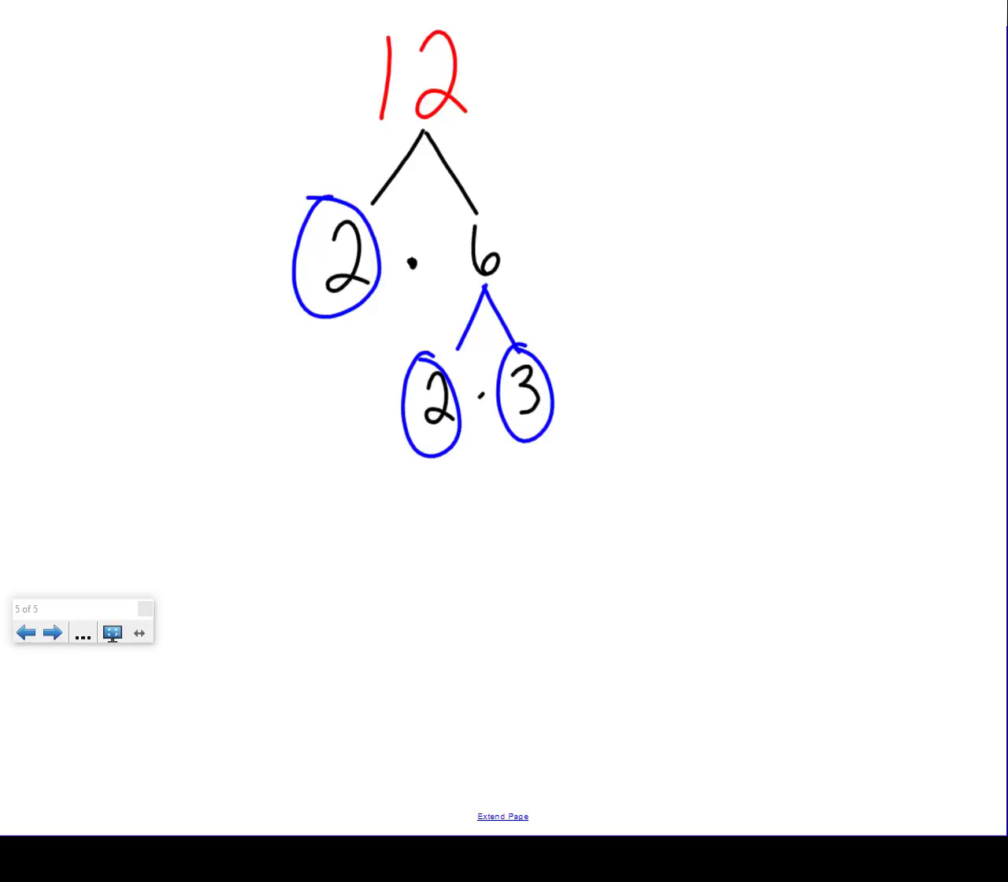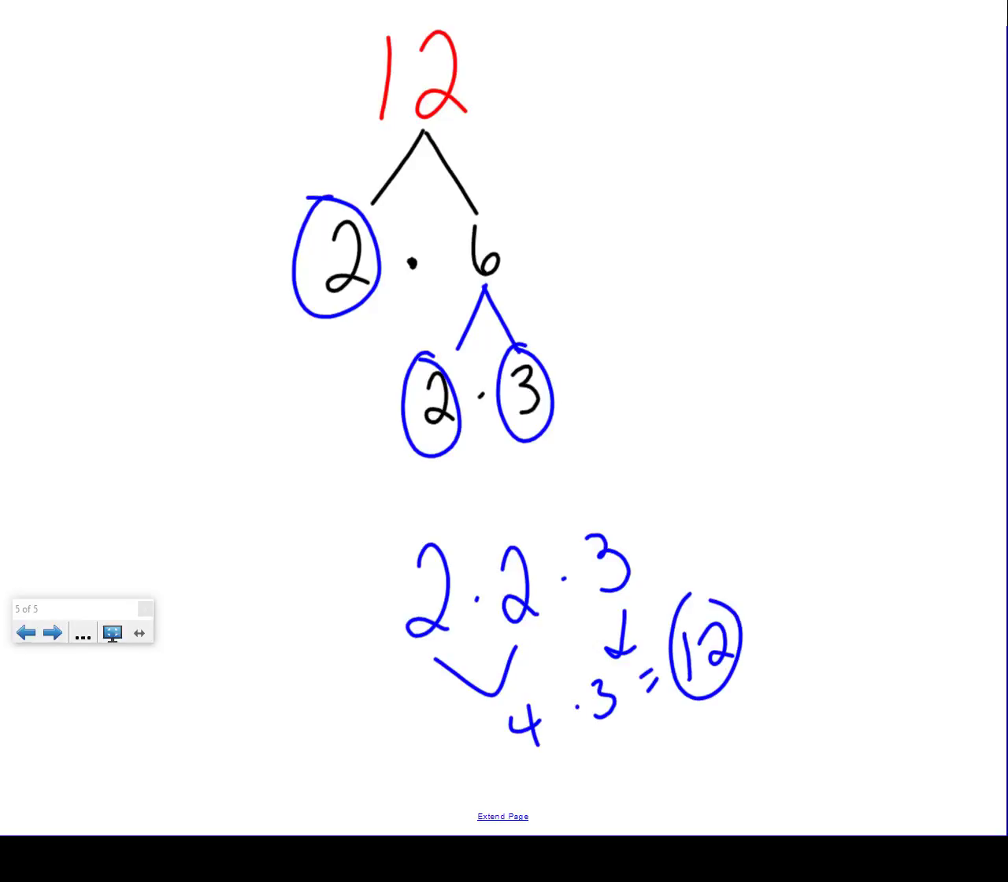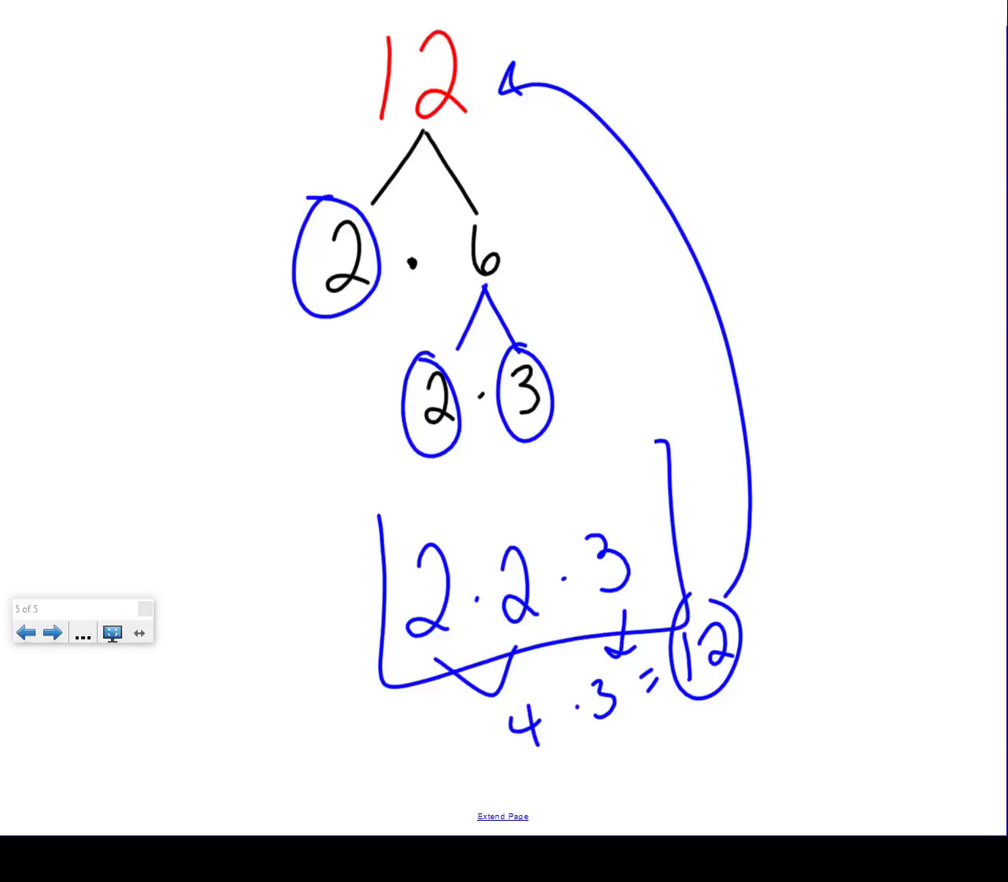So what I have as an answer is 2 times 2 times 3. So let's check our work. 2 times 2 is 4, bring down the number I haven't used, and 4 times 3 gave me 12. This is the answer that matches what we started with. So I know that this is right.